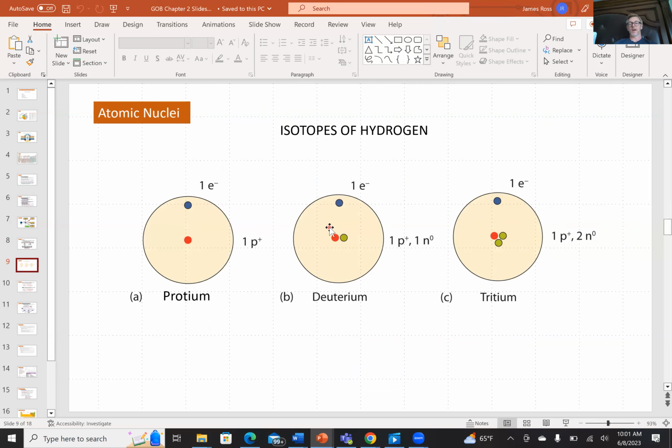Here's another example of isotopes. These are 3 isotopes of hydrogen, collectively called protium, deuterium, and tritium. Protium has 1 proton and 1 electron. Deuterium is heavier because it has a neutron, so it has a mass of 2. Tritium is heavier again because it has an extra neutron, for a total mass of 3. They are all hydrogen because they all have 1 proton, here coded in red.